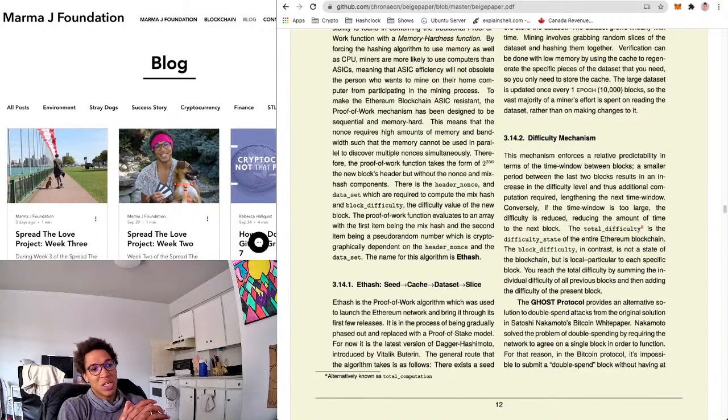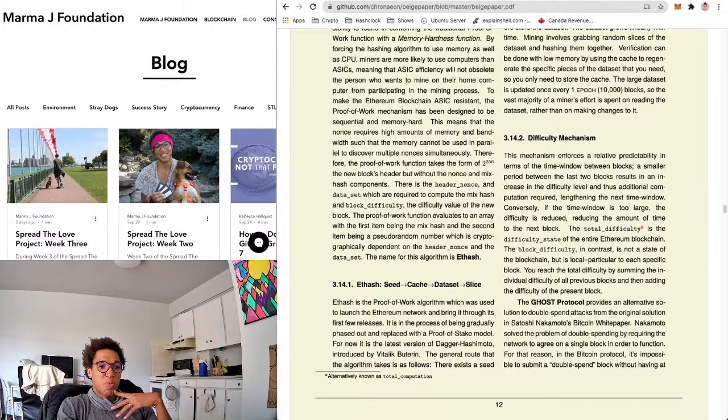The block difficulty, in contrast, is not a state of the blockchain, but is local, particular to each specific block. You reach the total difficulty by summing the individual difficulty of all previous blocks and adding the difficulty of the present block. Total difficulty is all difficulty of Ethereum ever, and block difficulty is the difficulty of the current block or potentially the next block that you're going to be in.